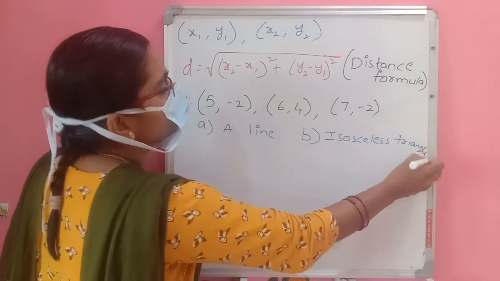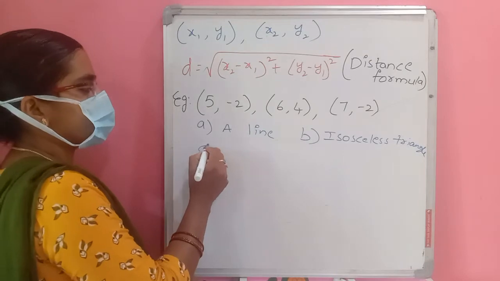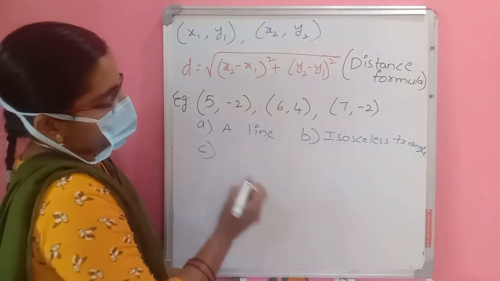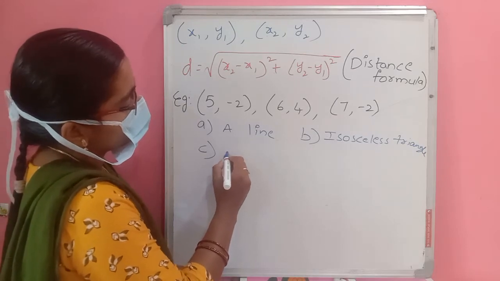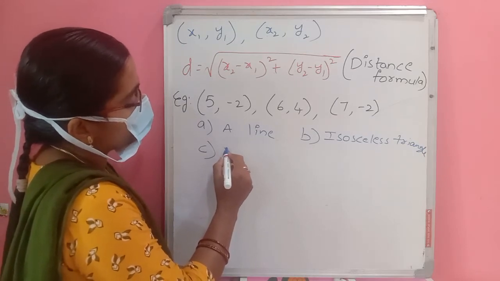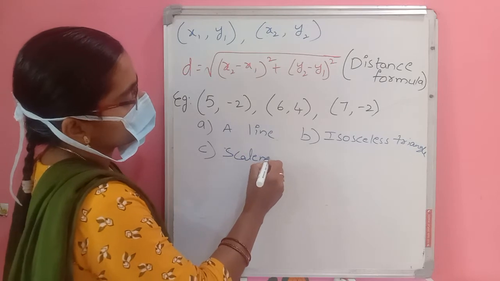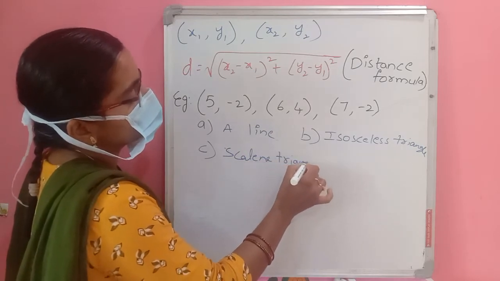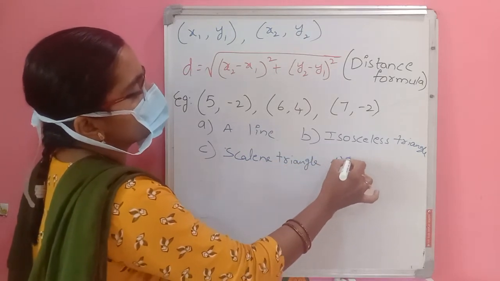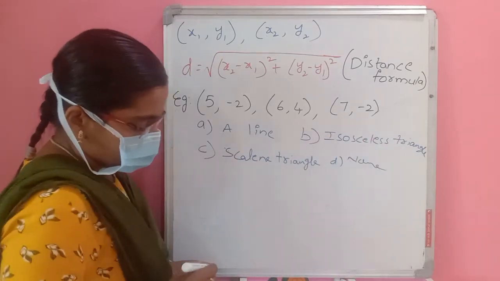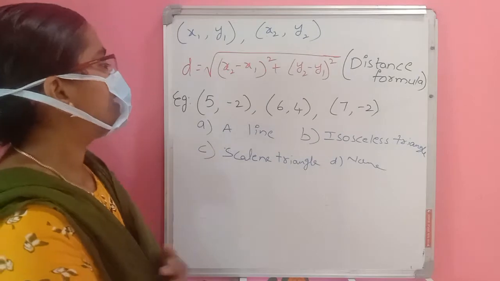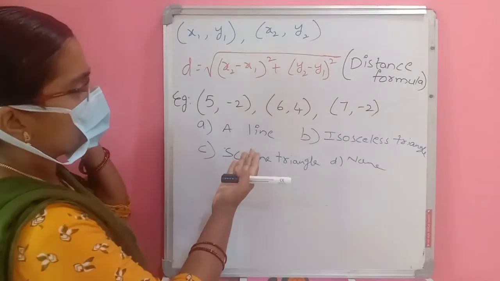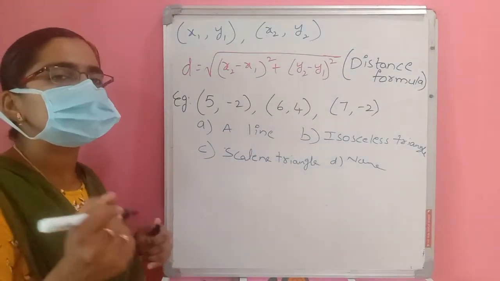Isosceles triangle. Option C, not quadrilateral. Triangle, a scalene triangle. Scalene triangle. Option D, none of the above. So these they have given. So how can we know these points are line points or isosceles triangle or scalene triangle points?